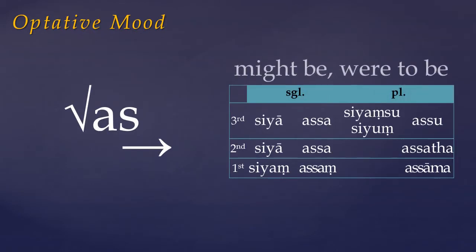But there are some irregular forms, most notably from the verb as, to be, and this root has two variants, with the most common being that of assa. In fact, I think the siya version is only found in poetry. And there are some other variant forms which it's worth being aware of.